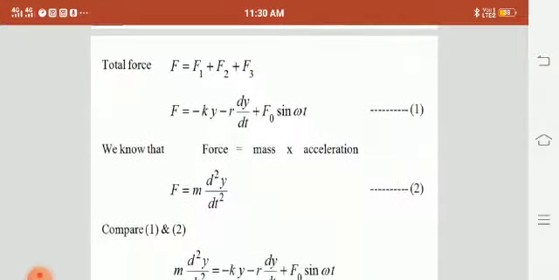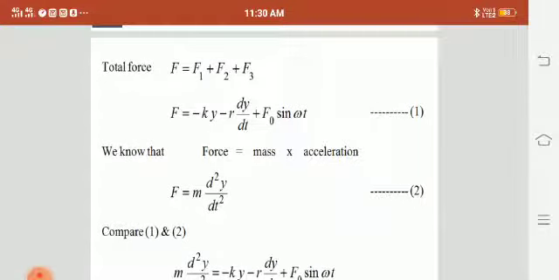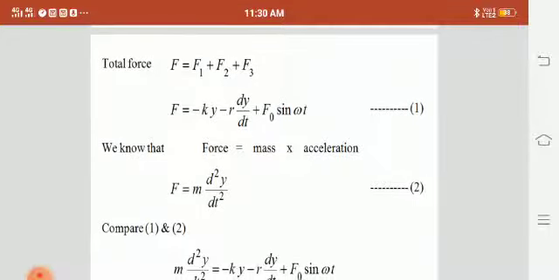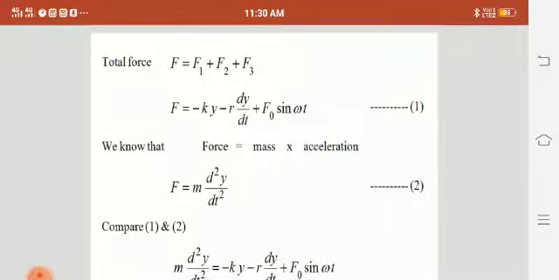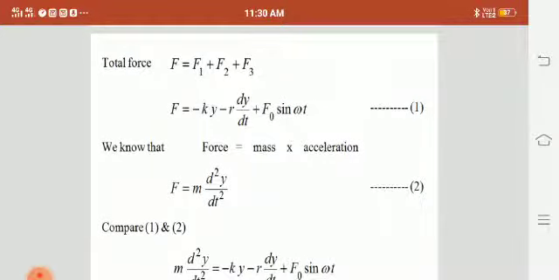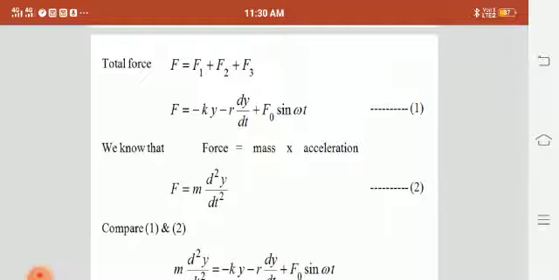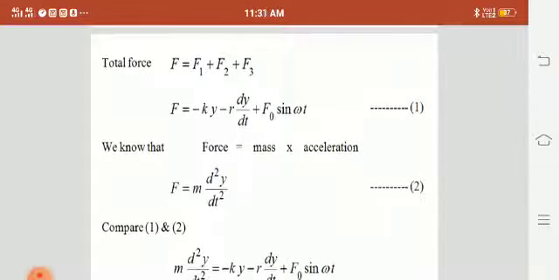The total force F is equal to the addition of all the equations, F1 plus F2 plus F3. Substitute the values of F1, F2, F3. We get F is equal to minus Ky minus R dy by dt plus F0 sine omega t. This is the total force of motion. From Newton's second law of motion, force is m into a, that is mass into acceleration. F is equal to m d squared y by dt squared.